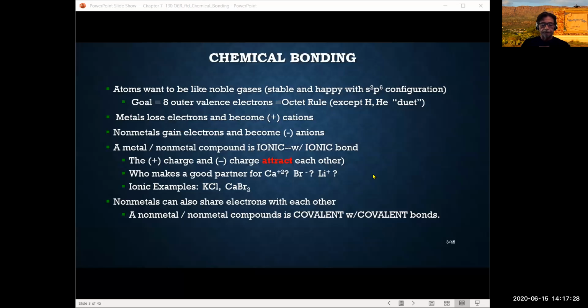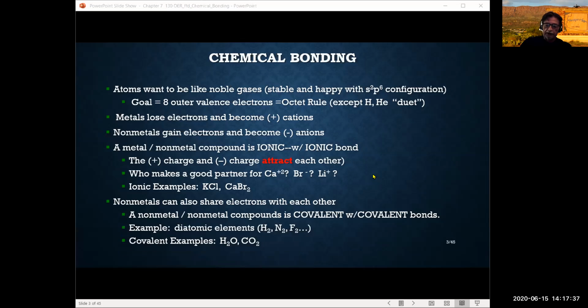Okay. Nonmetals and nonmetals create covalent bonds. Also, the term molecular bonds. You'll see that also. A combination of two nonmetals. Okay. H2O, carbon dioxide, obviously all of the diatomic elements.